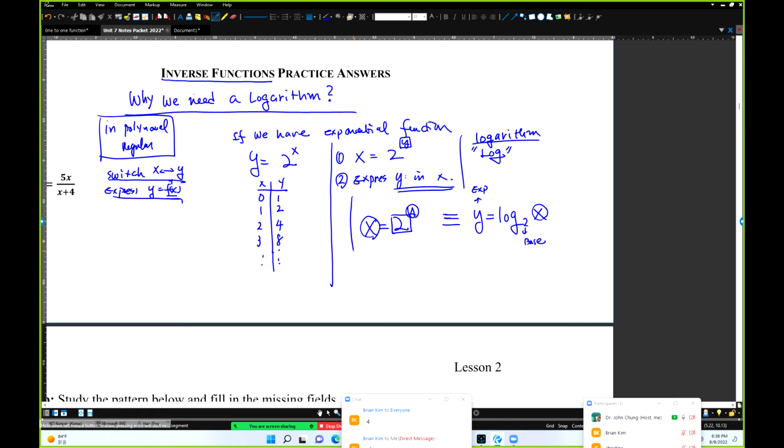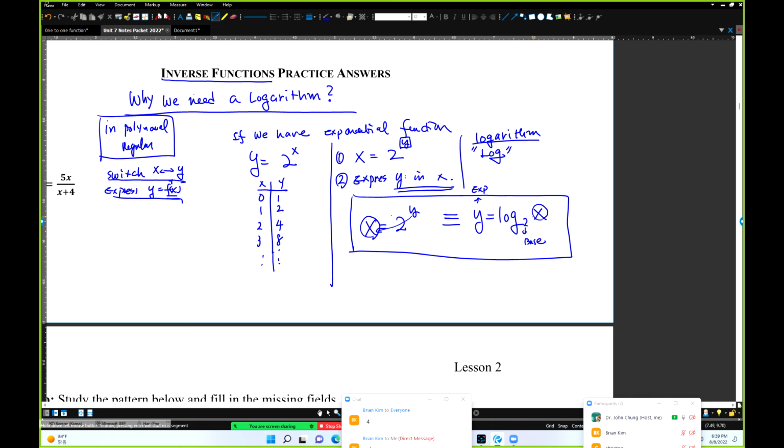Okay, that is equivalent. We define it this way. You have to memorize this one. When you have x equals 2 to the y, we're going to express y. Now the y is moving down, right? y equals log base 2, with the base number all the way down a bit, and the power in the middle. That is our definition.